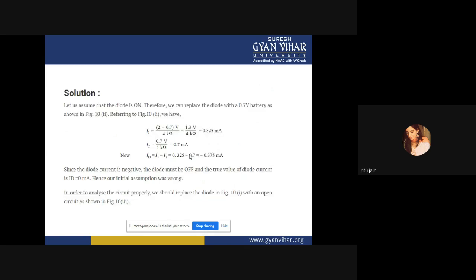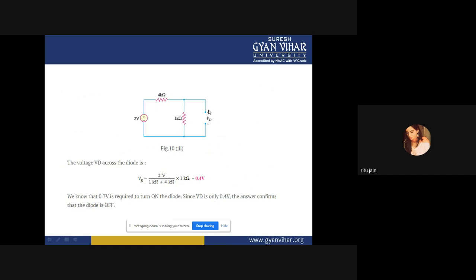So you can see that you can replace this diode with an open circuit. Now you can easily calculate the voltage across this diode. If you want to calculate the voltage across this diode, you can see this resistance is in parallel with this diode. So if you find out the voltage across this resistance, you can easily calculate the voltage across this diode, because the voltage drop across these branches will be the same. These two branches are in parallel.